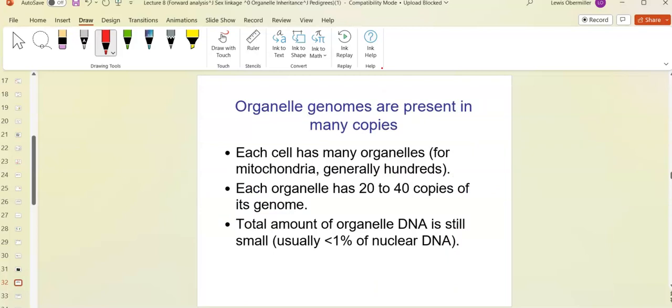which we just talked about. So organelles have lots of copies, right? You can have hundreds of mitochondria in a muscle cell, whereas in that same cell, you would only have one copy of your nuclear DNA.